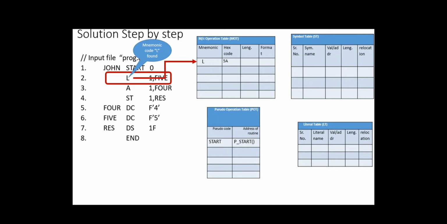Now we are aware of L. Now look at statement number 2. L 1 comma 5. 1 is your register, the comma, and the second operand is your symbolic name. So that symbol will be stored in memory. So can anyone guess what the format and length will be?